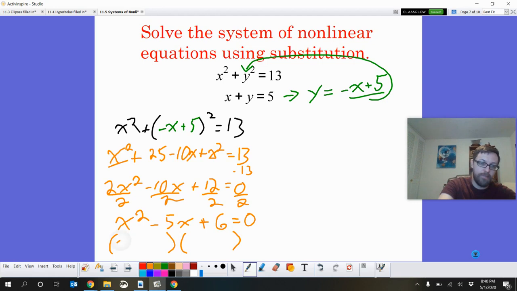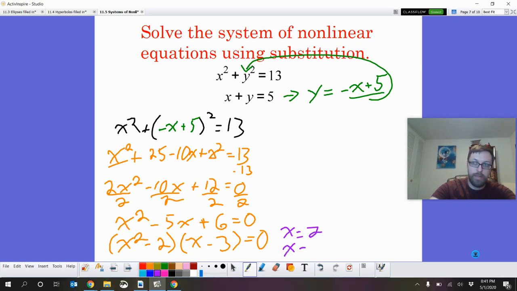I like it. So x squared, what multiplies to be 6 and adds to be 5? Well, it's negative 2 and negative 3, making our x's 2 and 3. Okay. Now we have to take those and put them into the lowest degree equation. We don't want to put these into the top equation. That's not going to be good. That's a higher degree equation. It's got bigger exponents in it. This bottom one has smaller exponents in it, just one. So we're going to use that one.